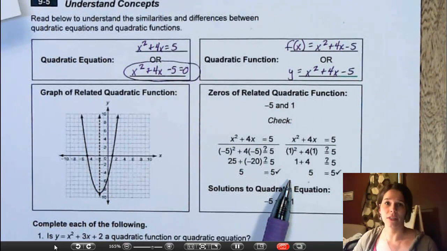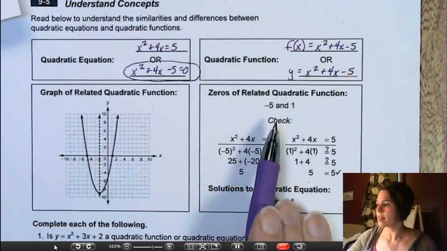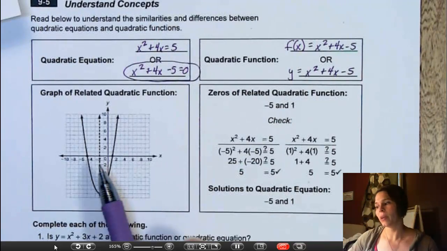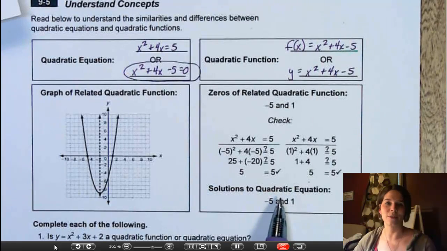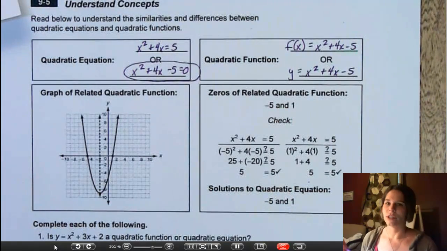The zeros also are the same. Okay? The zeros for a function we kind of find from a graph. For an equation we can check because it has to equal 0. So your solutions or zeros to an equation or a function are the same. It's mainly just in the notation.